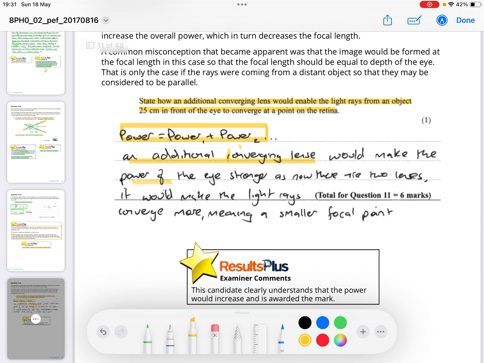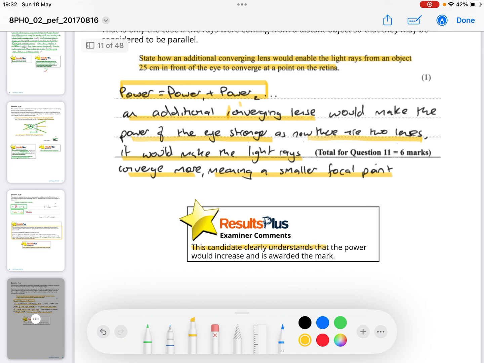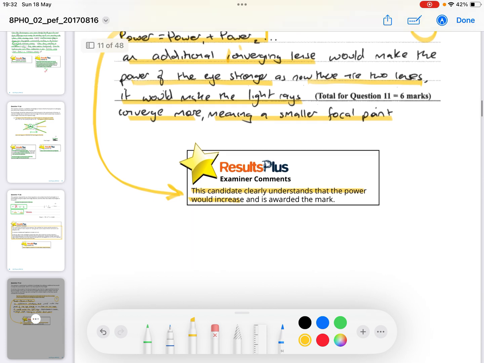Would make the power of the eye stronger, as now there are 2 lenses helping to focus the light from 25 centimeters on the back of the retina. So it makes the light rays converge more, and that's what increased power means, meaning it would converge at a smaller focal point, a closer distance. This candidate clearly understands that the power would increase. That's really what you've got to show, that the power would increase, and that's all you need to say, because it's only a 1 mark answer.